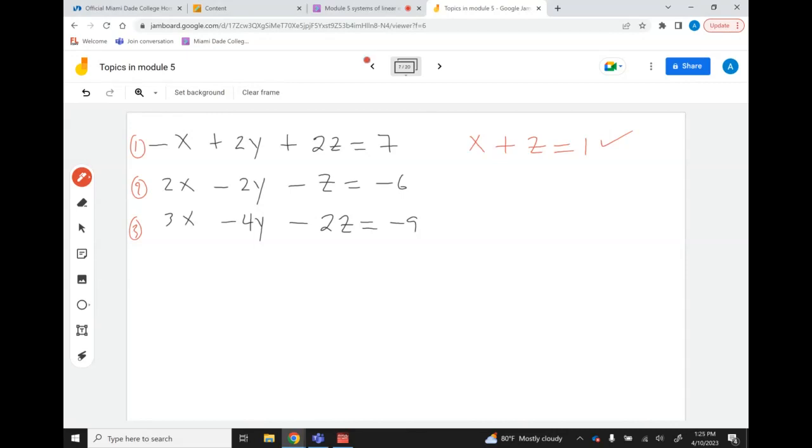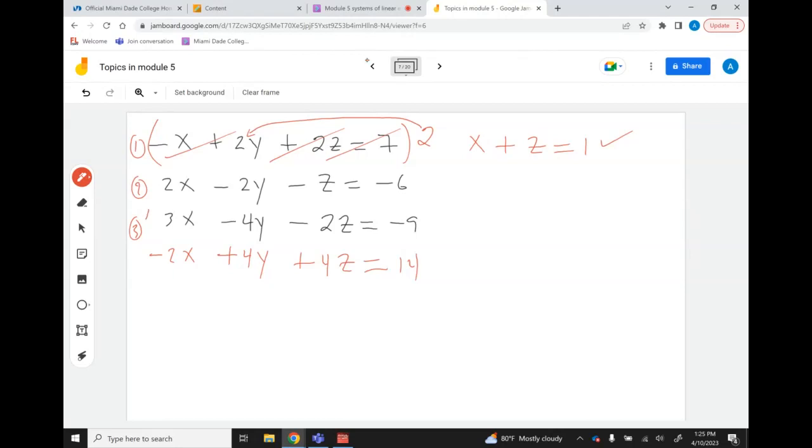But the second one, I'm going to have to multiply by 2, so that this here becomes 4y. That way, when I add it to the third, the y will cancel. Okay? So I'm going to write down right below here what happens to the first equation when I multiply it by 2. So this becomes negative 2x plus 4y plus 4z equals 2. 7 times 2, 14. And this is gone.